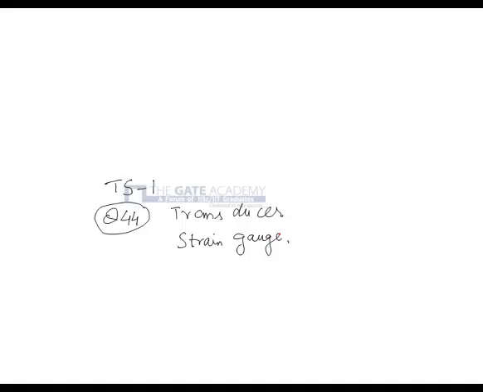A resistive strain gauge with a gauge factor 2 is fastened to a steel bar subjected to a stress of 1050 kg per centimeter square. The modulus of elasticity of steel is 2.1 into 10 power 6 kg per centimeter square. Calculate the change in the resistance delta R of the strain gauge element due to the applied stress.